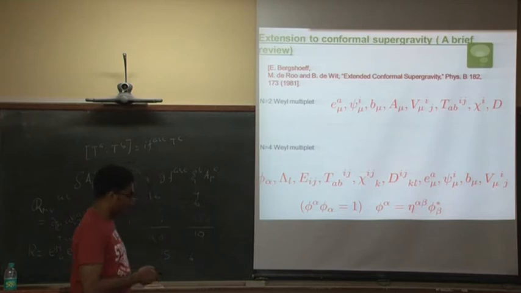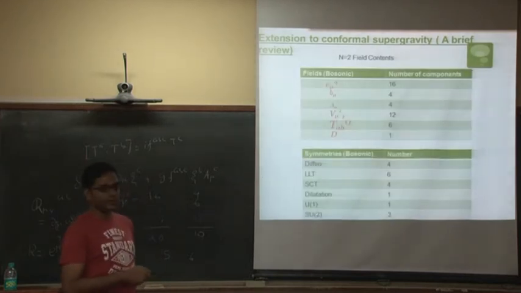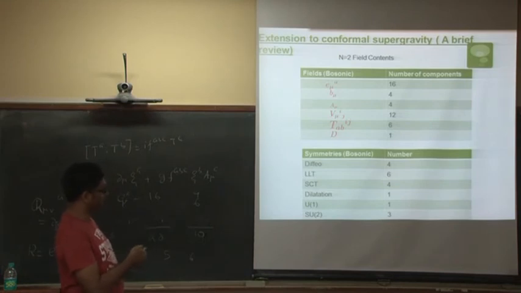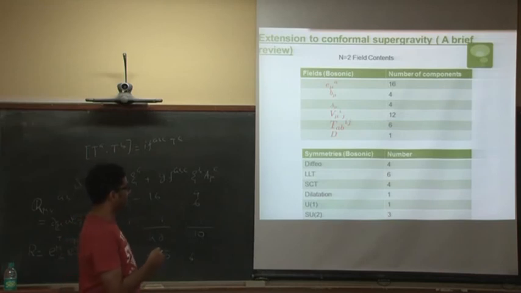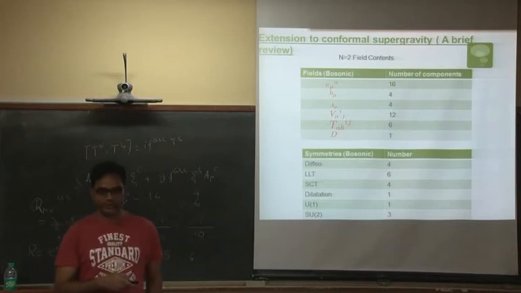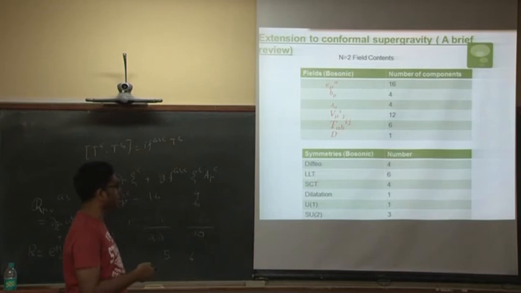So let us see whether the counting is okay. If you look at n equal to 2, these are the bosonic fields. If you just count, this is 16, this is 4, this is 4, this is 3 into 4, that's 12. And since this is antisymmetric in i and j, you can pull it out like epsilon_ij times T_ab. So this has only 6. Of course it's 6 complex, but since it is anti-self-dual, it becomes still 6 real. And D is 1 real field. And these are the symmetries: the diffeomorphism, local Lorentz, special conformal, dilatation, U(1) and SU(2). So if you just count the number of components minus the number of symmetries, you get 24. Just do the counting, you will get 24.